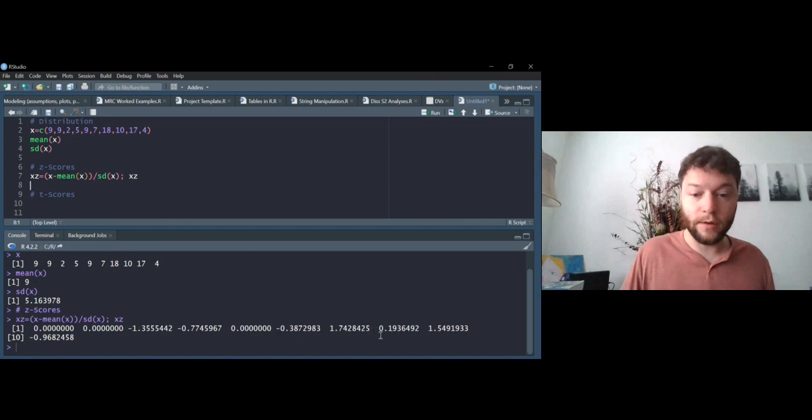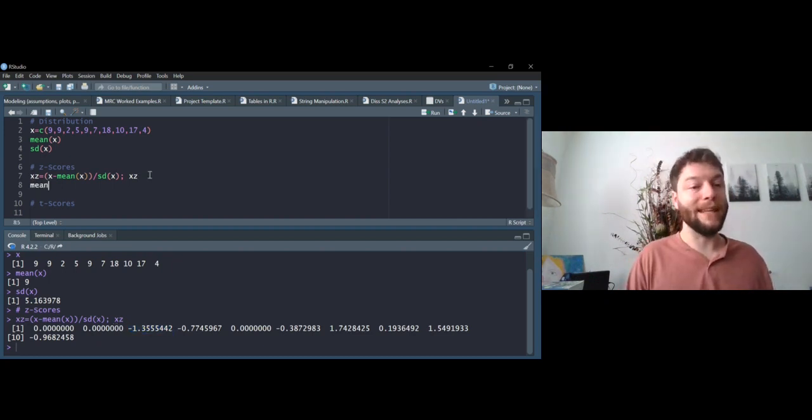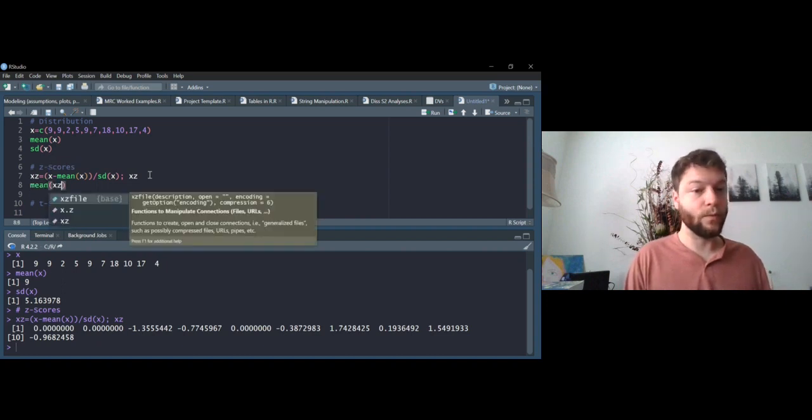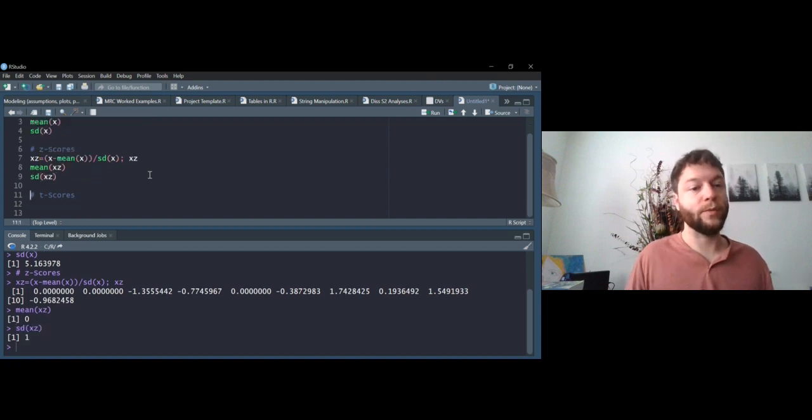Yep, here we go. These are all the exact same z-scores that we found in Excel. The first two are 0 because those scores are 9 and we're subtracting 9 from them, so they're right on the mean. There's our lowest score. A 2 is converted to a negative 1.36 when it's a z-score. We can find the mean of these z-scores, which we know is going to be 0. It is. We can find the standard deviation, which we know is going to be 1, and it is. You can see the console is printing the results. We get 0 and 1.